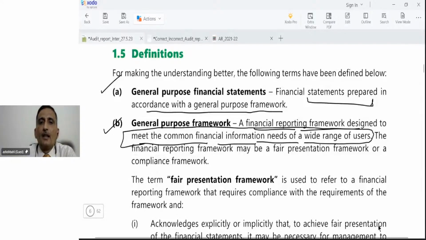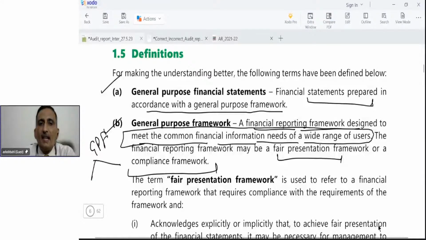Now, the reporting framework can be a fair representation framework or compliance framework. General purpose framework, it can be any financial reporting framework for that matter. Even a special purpose framework can be so. It can be a fair representation framework or compliance framework. So what is fair representation framework?